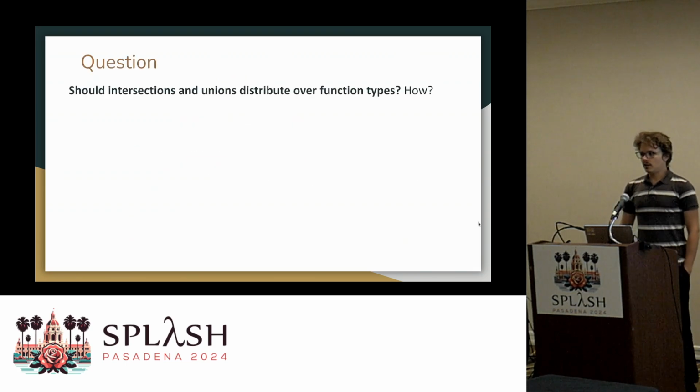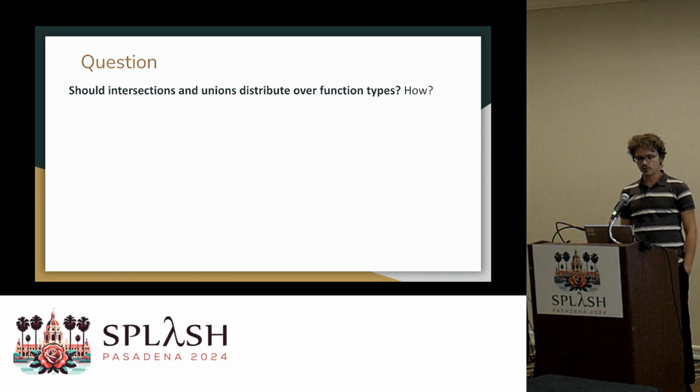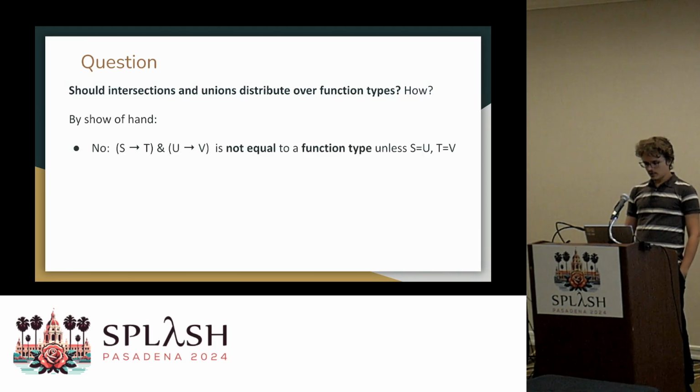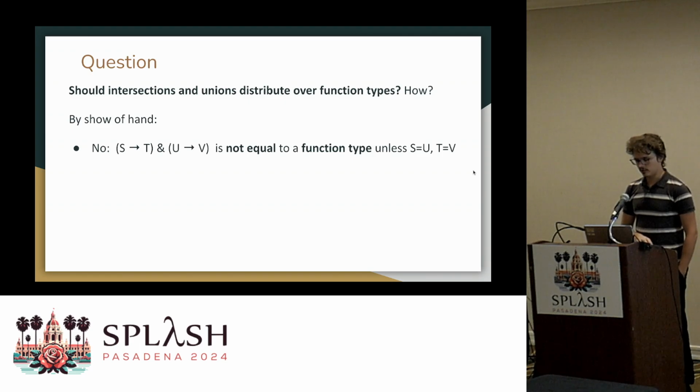Okay, so here's my question. Should intersections and unions distribute over function types? And if so, how? Let's look at an example and let's vote. For example, this general intersection of two function types, from S to T and from U to V: can we say that it's equal to a function type even when the types don't match, if S is not equal to U or T is not equal to V? So who thinks this cannot be done? There should be no distributivity.